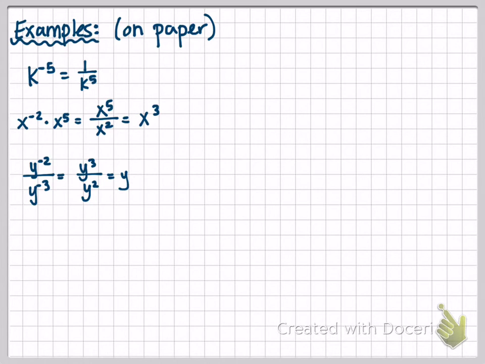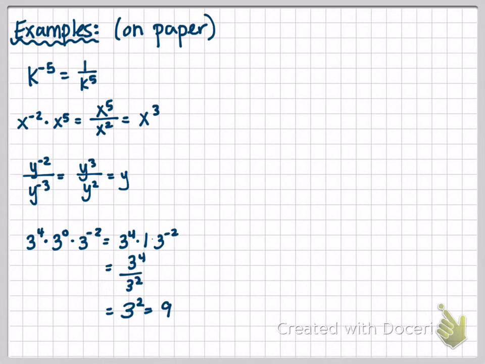Okay, let's do another example. 3 to the 4th times 3 to the 0 times 3 to the negative 2. First thing I'm going to do is change this 3 to the 0 power to just be a 1. Okay, so that's just a 1 now. And then the next thing I'm going to do is take this 3 to the negative 2nd power and flip it into the denominator using my negative rule. Then I'm going to subtract 4 minus 2 to get 3 squared. And again, when I have that number base, I want to actually take it and write it as a 9 because I can simplify it more than just 3 squared. My final answer should be 9.